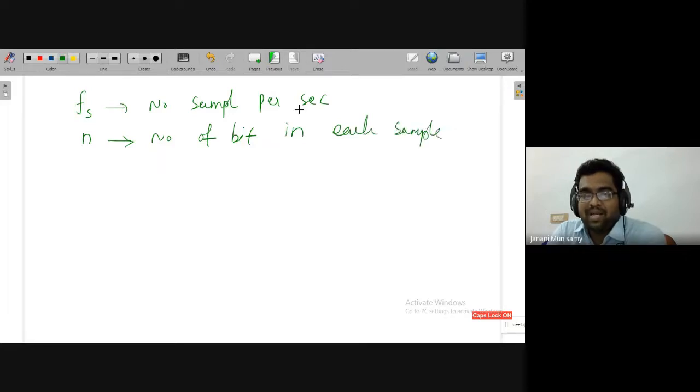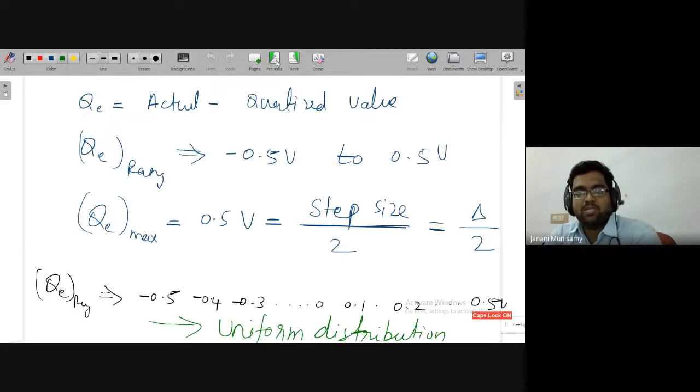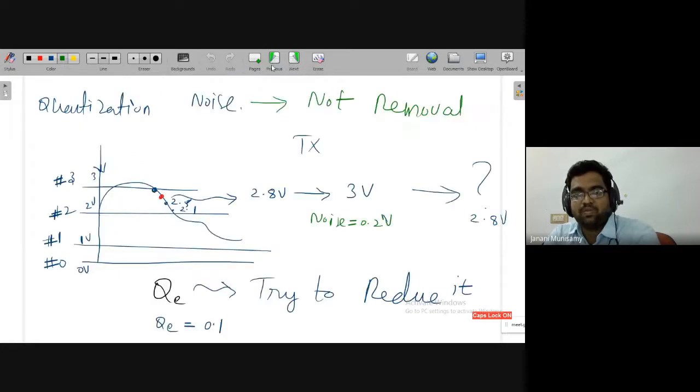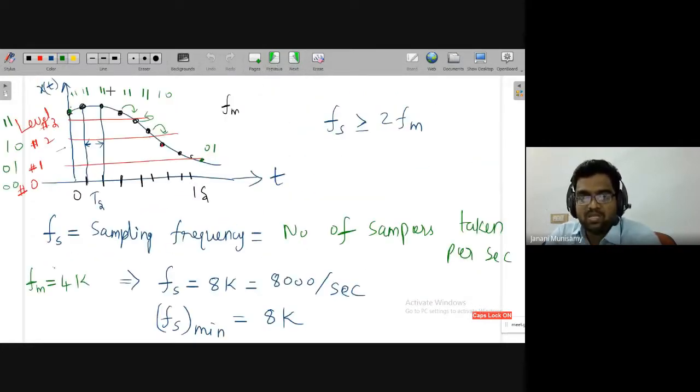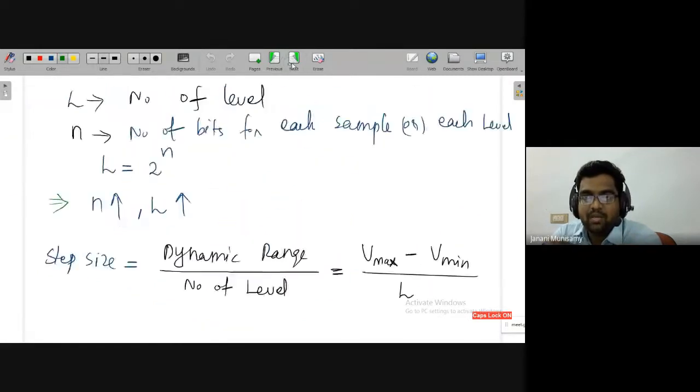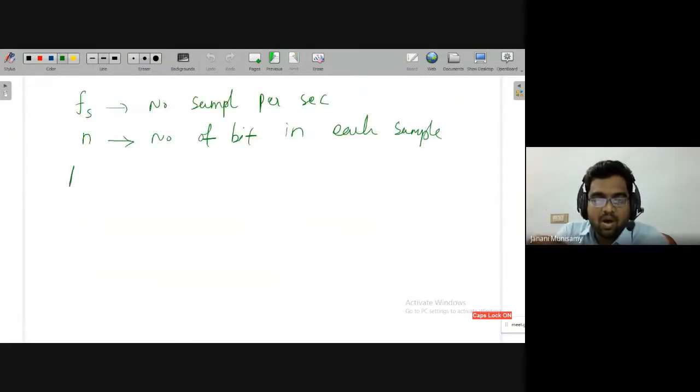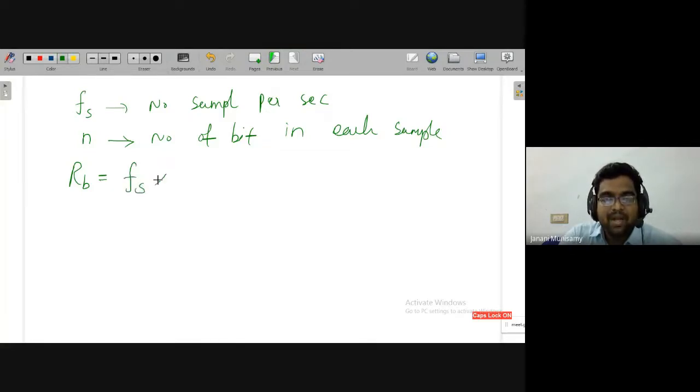Then what is my data rate? See, ultimately I have assigned ones and zeros. What is the data rate that I will mention as RB? RB means finally, how many bits are there per second? That is simply Fs multiplied with n, the sampling frequency multiplied with n.